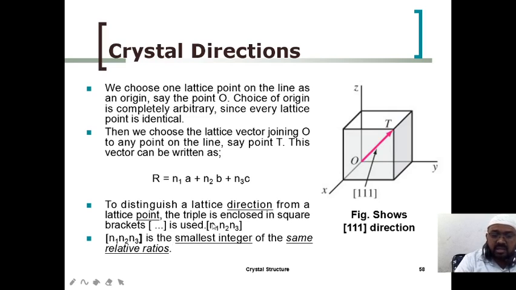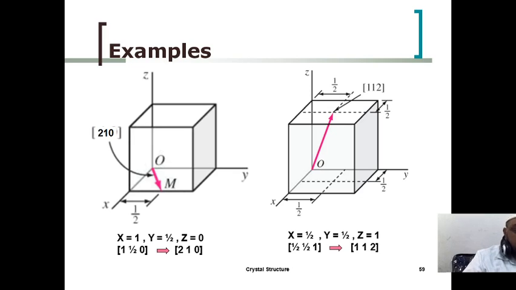So we are using n1, n2 and n3, where n1, n2, n3 are the smallest integers of the same ratio. They will have the same ratio, and that particular ratio you will definitely understand when we go to the next class or the next session.